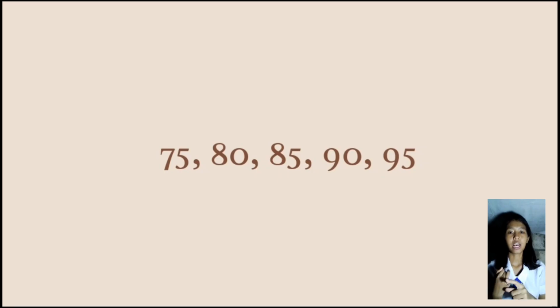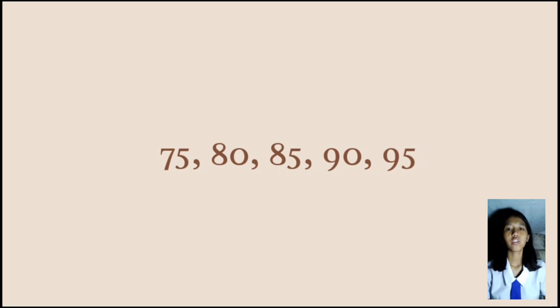So, let's go through an example to make it clearer. Suppose you have the following test scores of 75, 80, 85, 90, 95. So, it is already arranged in ascending order from lowest to highest. And we will find the percentile rank of the score 85. So first is to sort the scores in ascending order. So it is already arranged.